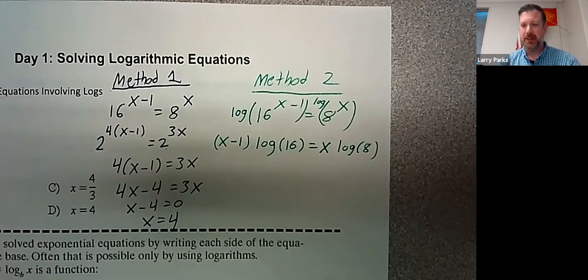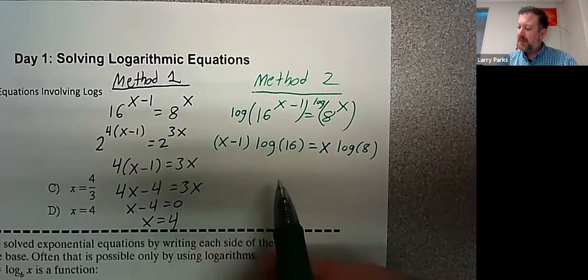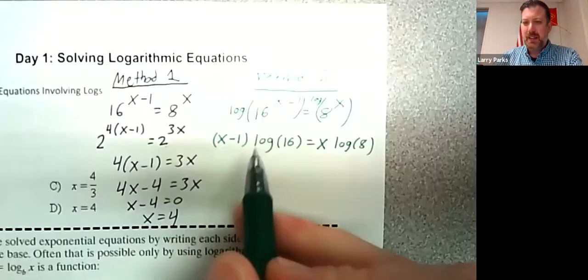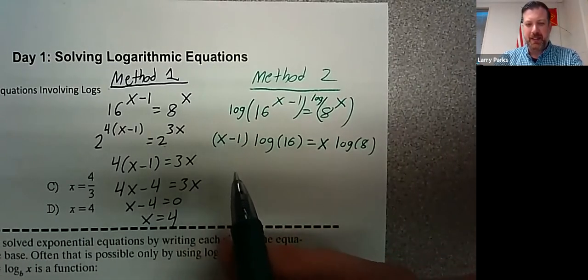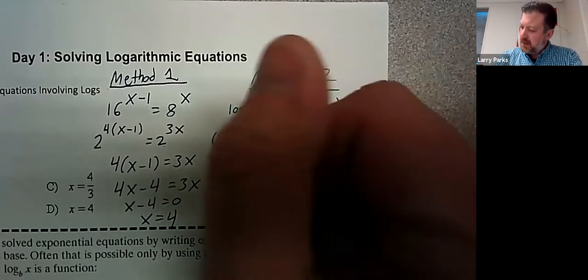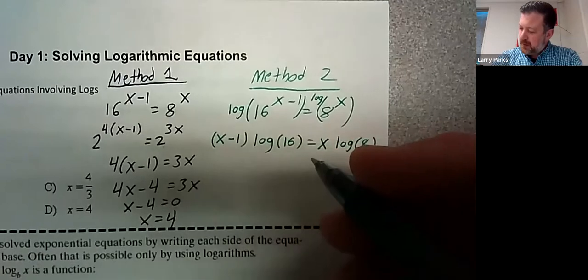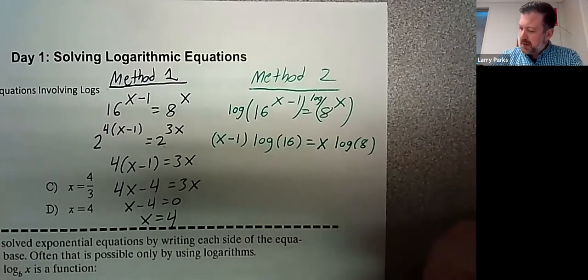This one's actually going to be kind of tricky. I haven't done one like this in a while. There's a couple ways to go about it. I might distribute the log of 16 to the x and to the minus 1. So this would be x log of 16 times x minus log of 16.